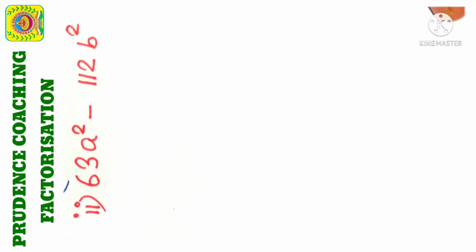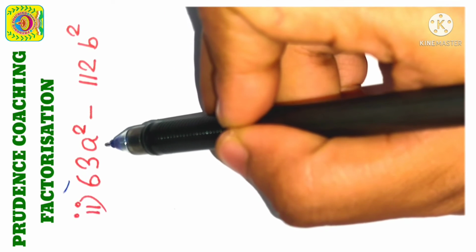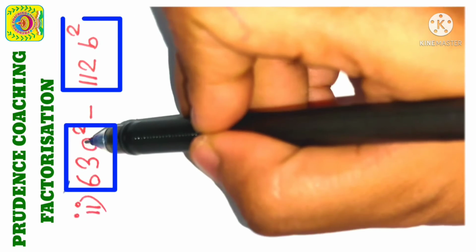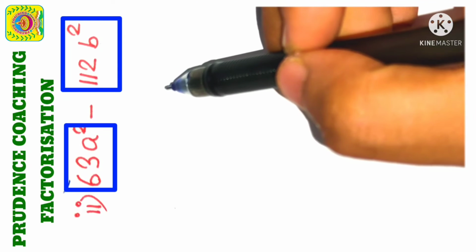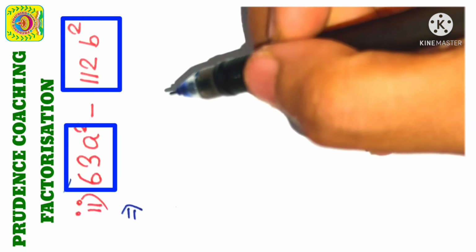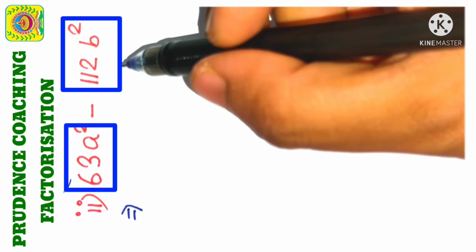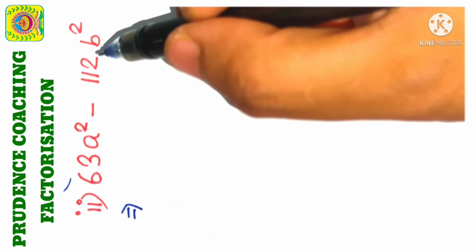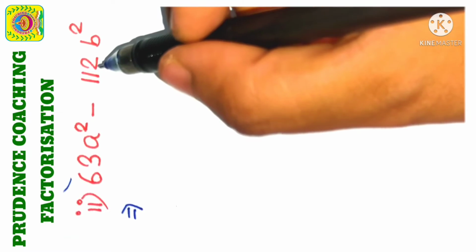So let us start with the next sum. Here also you can see we have two terms, that is 63a square and 112b square. And here we have a square, b square. That means we can relate to the identity a square minus b square. But 63 and 112 are not squares of any number. So let us find out whether 63 and 112 are divisible by a number or not. As you can see, both the numbers are divisible by 7. 7 9s are 63 and 7 16s are 112.